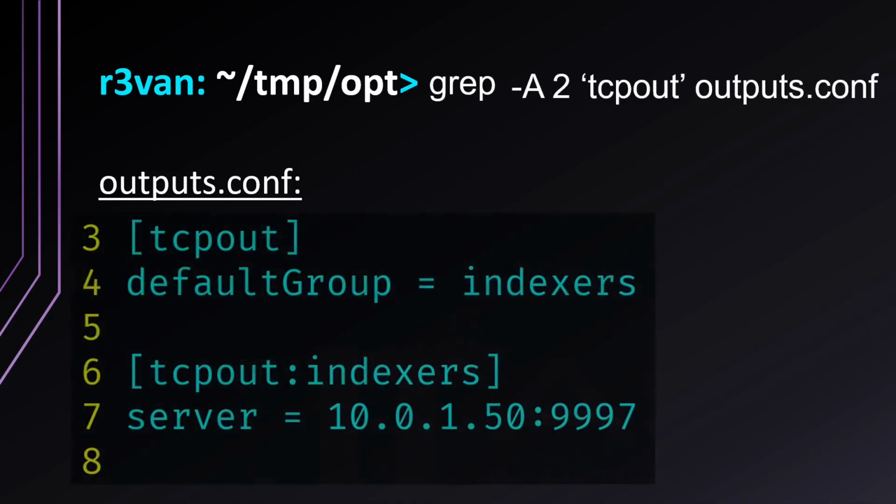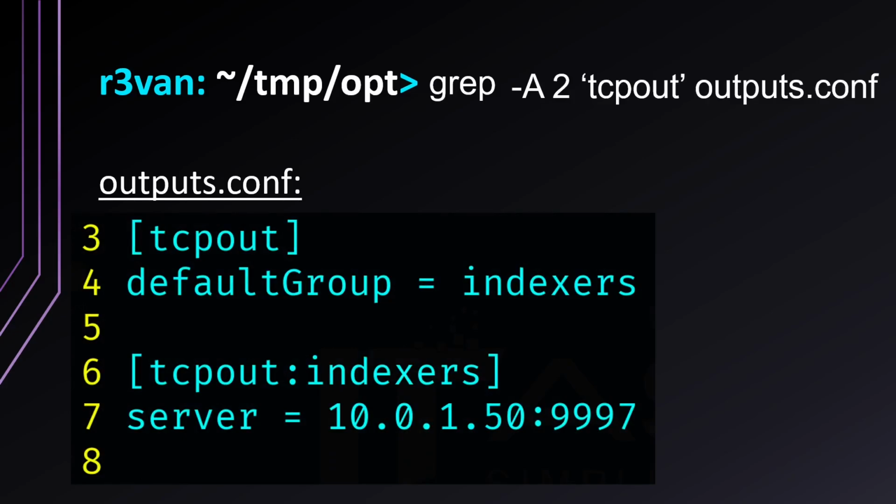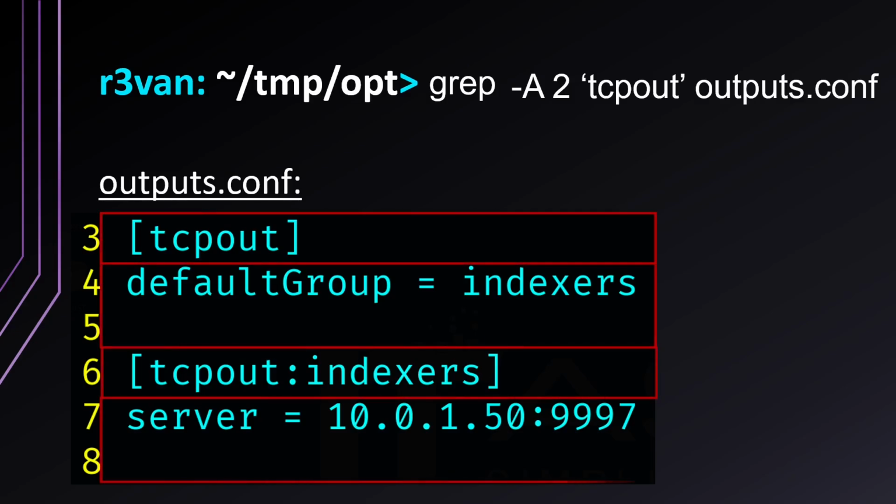Here's another quick example. Grep dash uppercase A 2 TCP out outputs.conf. Grep goes to the outputs.conf file and grabs each line containing the matching pattern, along with 2 additional lines after each line with the matching pattern. The second additional line after the primary line and first additional line just happens to be blank in this example. So grep will display those blank lines for us as they exist in outputs.conf.